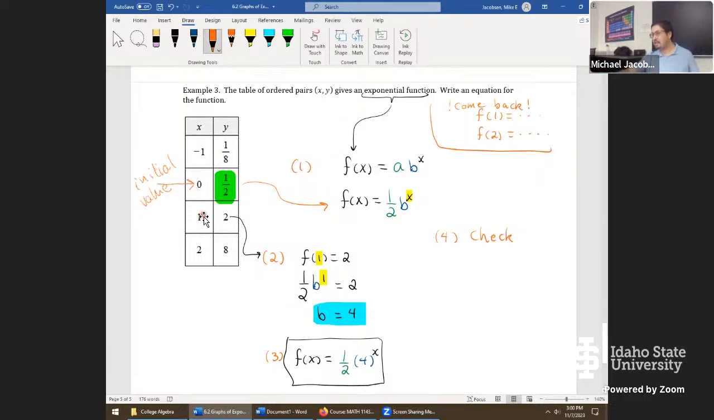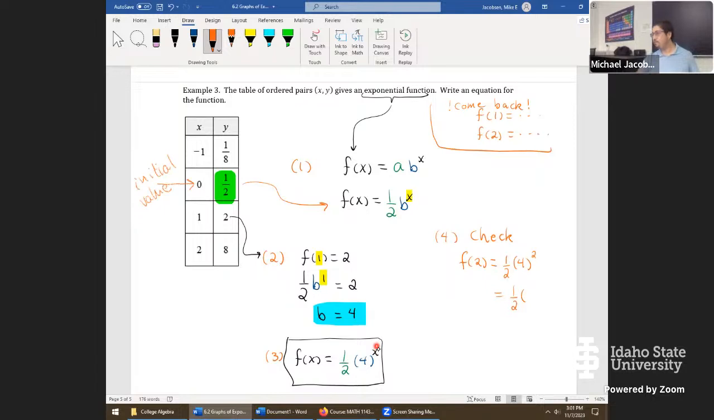I would do this. We've used row 2, we've used row 3. Let's see if we use the last row, we really get an 8. So f at 2 had better be 8, but this is a check. So we're plugging 2 right here in our answer. It's 1/2. Now 4 to the power of 2 in that check.